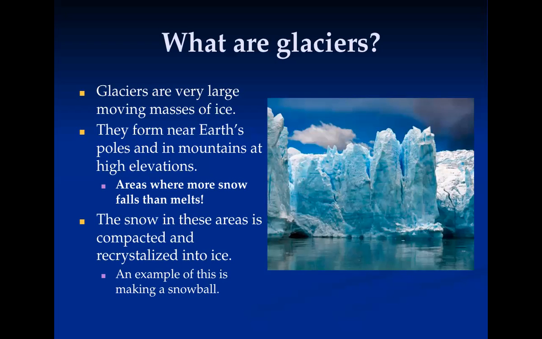So typically areas where more snow falls than it actually will melt. The snow in these areas is compacted and recrystallized into ice. So an example of this is making an actual snowball.